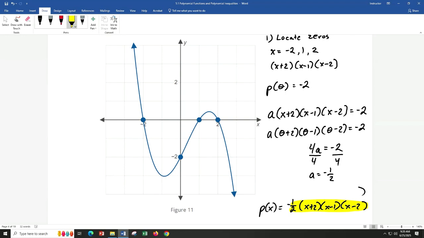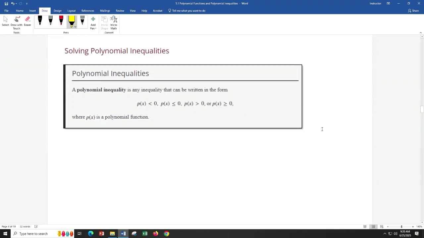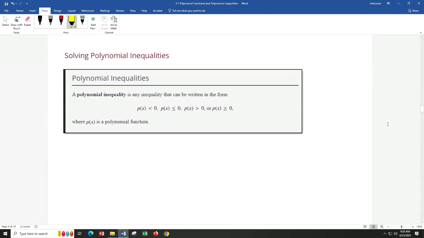We're going to start dealing with inequalities, okay? Solving polynomial inequalities, okay? A polynomial inequality is any inequality that can be written of the form P of x is less than 0, P of x is less than or equal to 0, P of x is greater than 0, or P of x is greater than or equal to 0, where P of x, remember, is just some polynomial, okay? We're still getting it equal to 0, because we're dealing with polynomials, right? We've got to get everything to one side, okay?